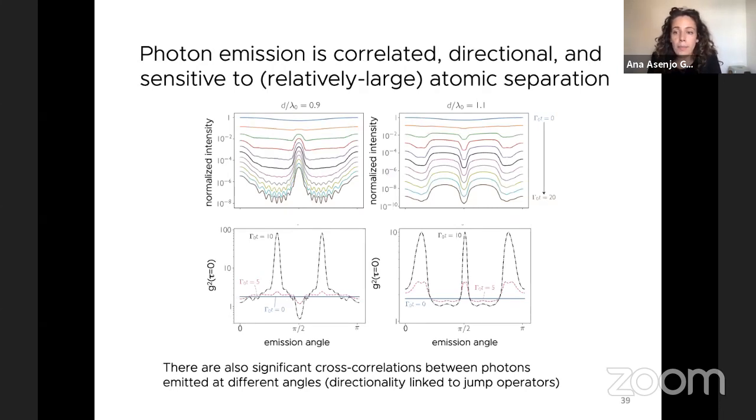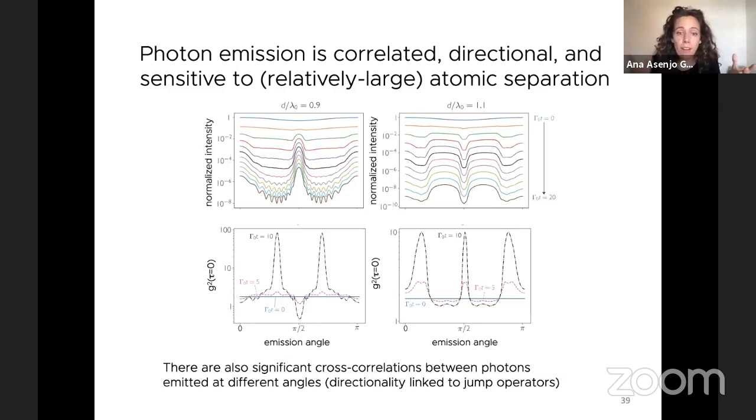Okay, so if you don't want to build an array with a distance of 0.2 lambda between the atoms, maybe there are other things that you can still do as an experimentalist to look at signatures of many-body physics in collective decay. Because this is correlated dynamics, the photon emission is of course correlated. And as I've said, it's directional because jump operators are directional. As I mentioned before, there are these sharp jumps in the decay rates at distances that are half a wavelength, one, two, three, four and so on.